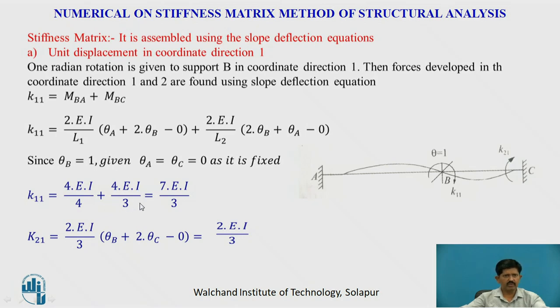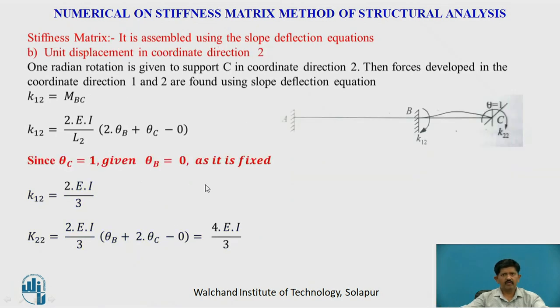So K11 will be 7EI upon 3, whereas K21, the moment at this point, will be 2EI upon L2 into theta B plus twice theta C. So here we will get 2EI by 3.